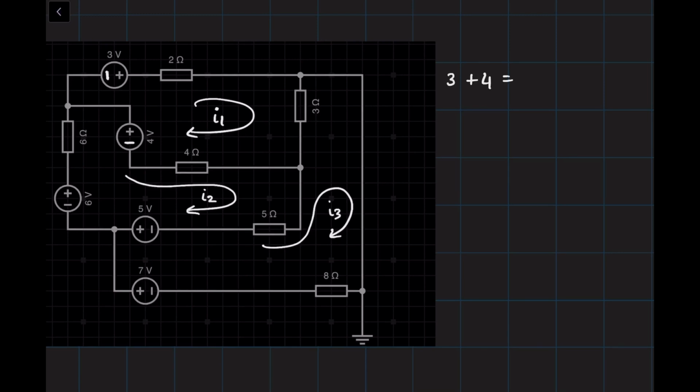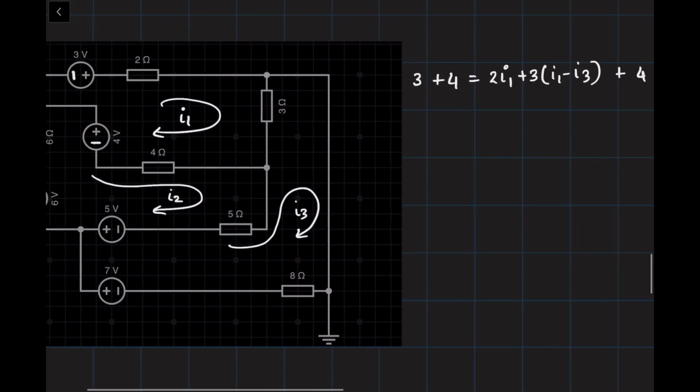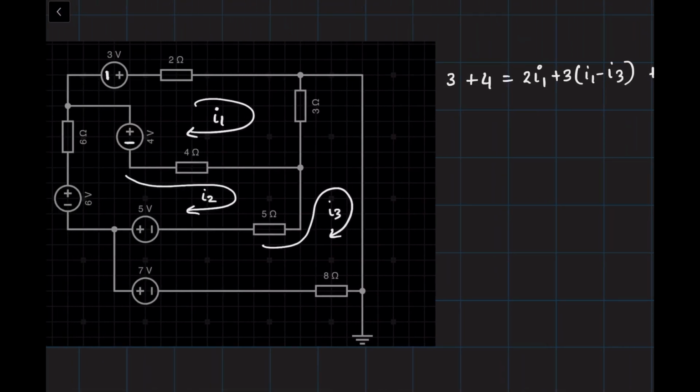So resistive terms, let's start with 2 ohms. The current flowing through it is I1, so 2 times I1. The 3 ohm resistor, current flowing through it is plus 3 into I1 minus I3. Understood? 4 ohm resistor, current flowing through it is I1 minus I2, so plus 4 into I1 minus I2, because we are writing the equation for loop 1. Loop 1 is finished.